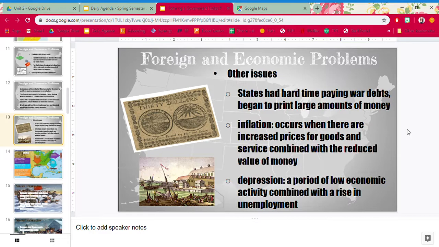So what the states begin to do is start printing large amounts of money, but this causes inflation, where there are increased prices for goods and reduced value of money. I'll explain what that means in a second. And this often leads to a depression, which is a period of low economic activity with a rise in unemployment.